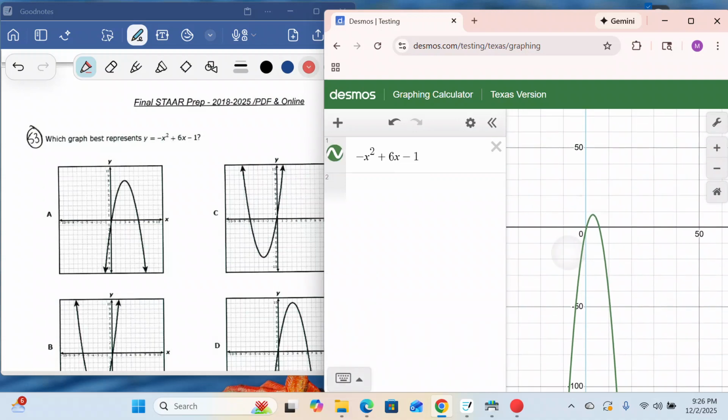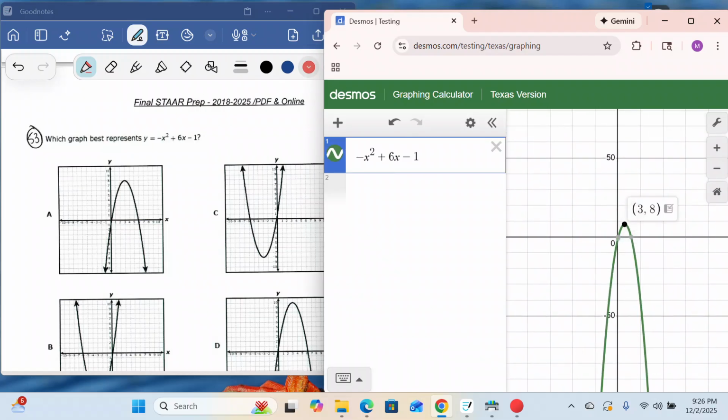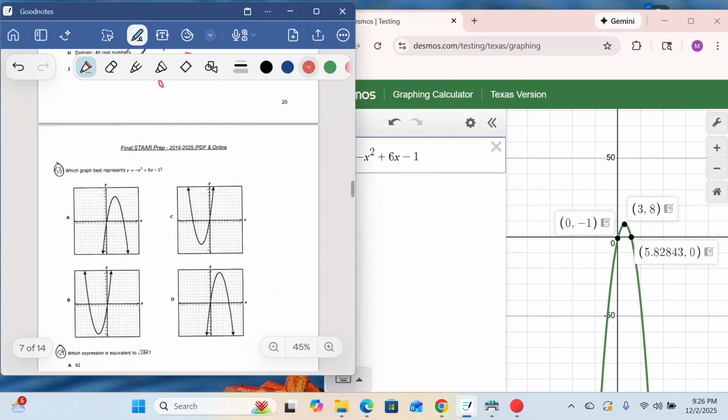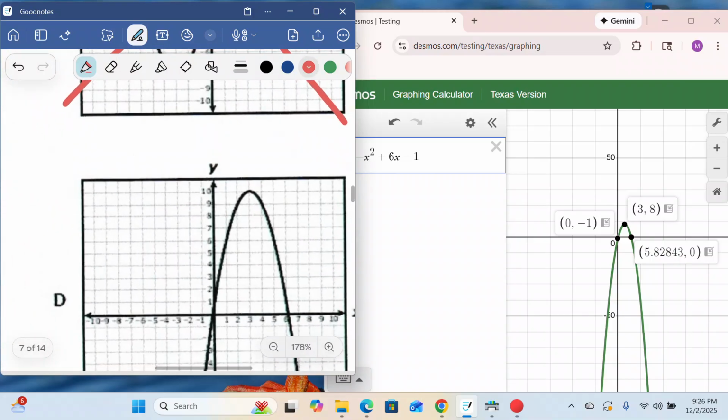Let's look at that graph. I got my 3, 8. I have my zeros. Okay, so automatically C is out because that's a minimum. B is out. That's a minimum. So it can be D or A. That's a 50-50 chance just by looking at the graph. Now let's see which one is correct. We are looking at your vertex. The vertex is 3, 10 here. Give or take 3, 10.